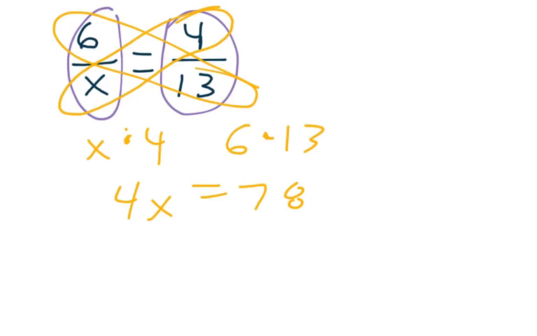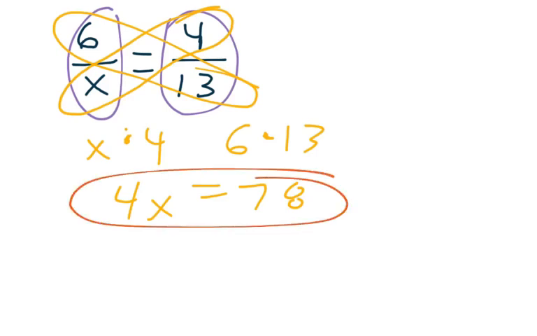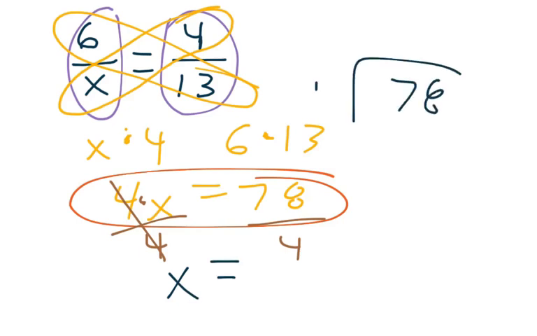And now, as you can see, I just have a simple equation I can solve. How do I solve when I have 4x? Well, I divide both sides by 4. And with 4 divided by 4, 1x, that's going to equal 78 divided by 4.